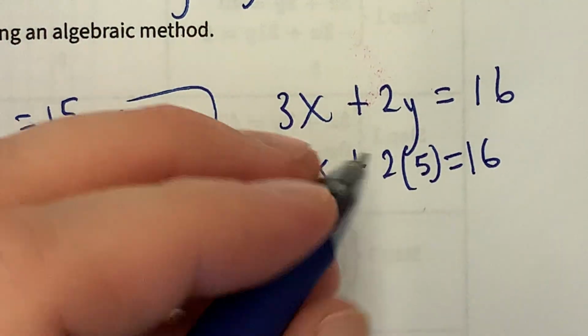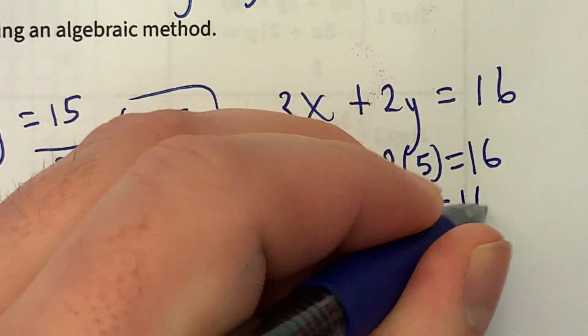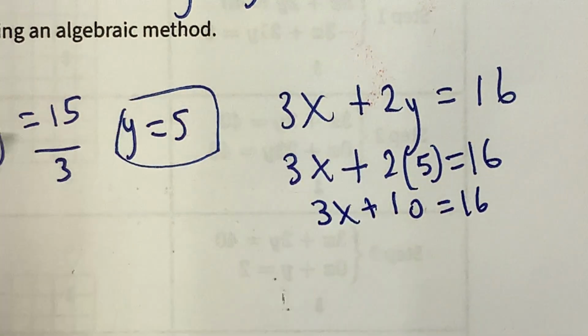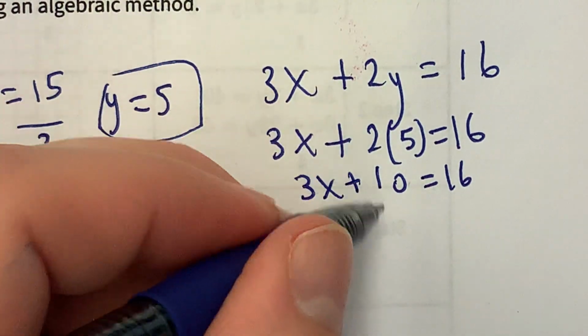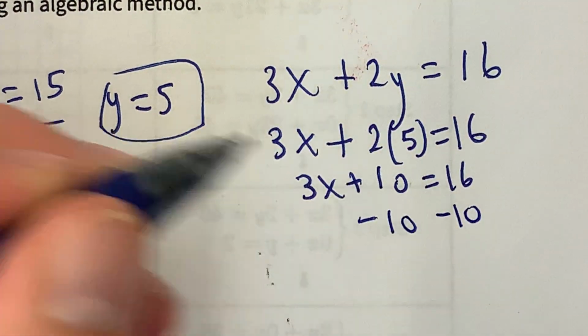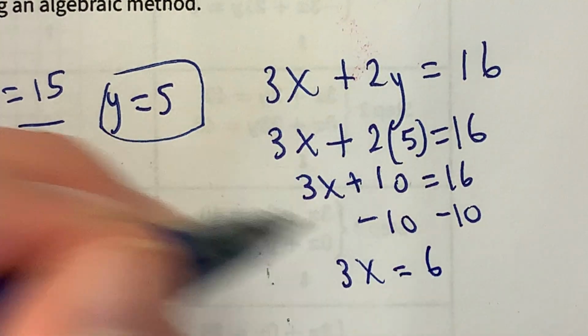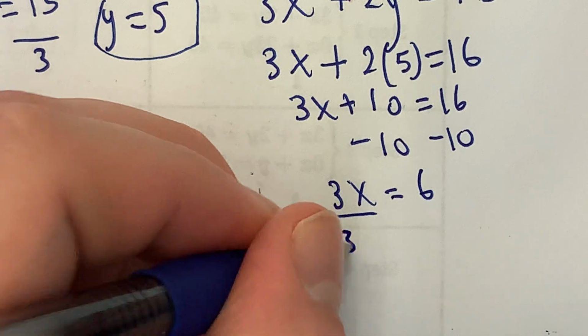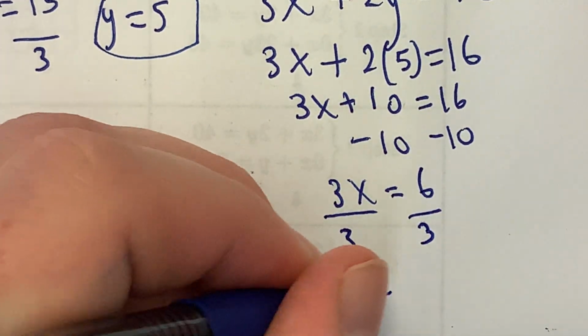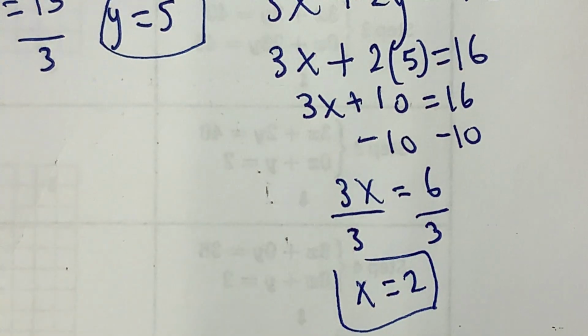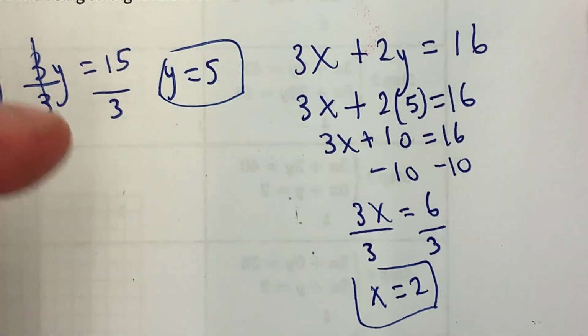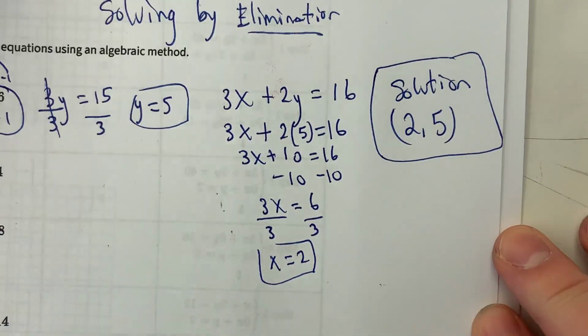2 times 5 is 10. And now I'm going to subtract 10. 3x equals 6. Divide by 3. X equals 2. I have 2. I have 5. And now I'm ready for my solution. My solution is 2, 5. That's my solution.